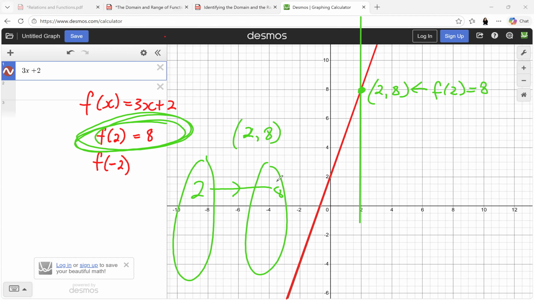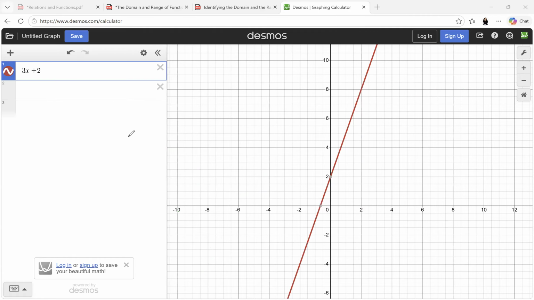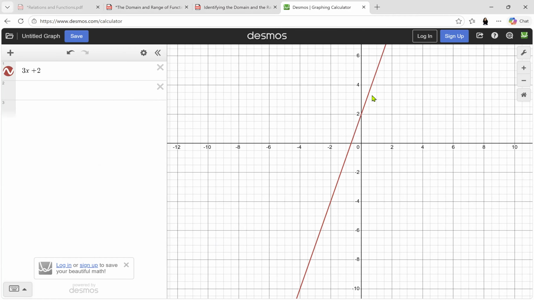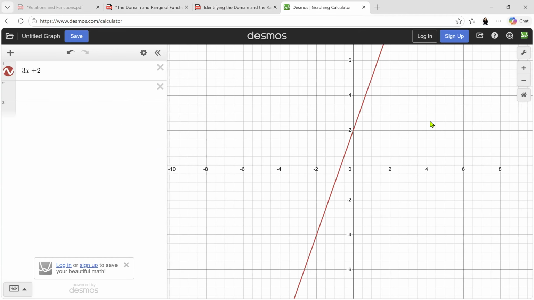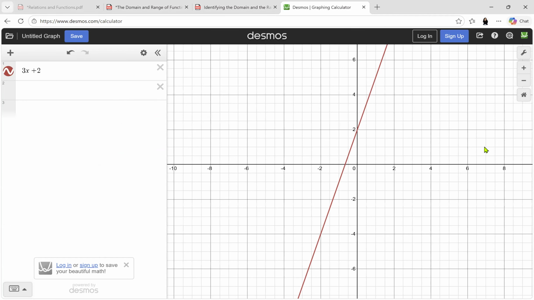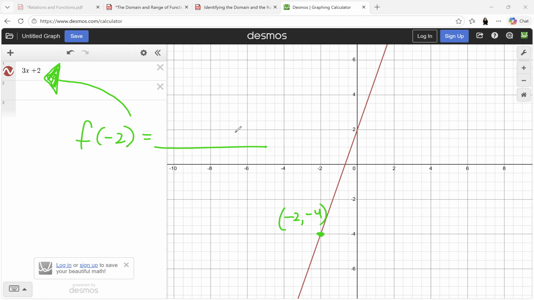So stay with me, Kaylin. What then will be f of -2? On the graph, can you find what f of -2 is equal to? -4, excellent. So the ordered pair here will be -2, -4. Beautiful. So then f of -2, algebraically, if we were to just substitute it in the function, what would be the substitution? f of -2 is equal to -4.